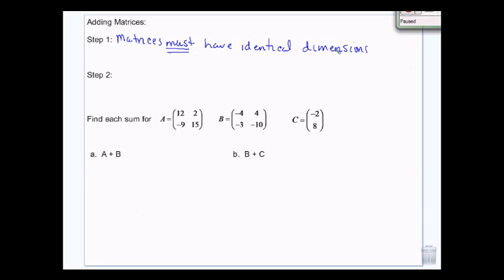Easy enough? The first step to adding matrices is they have to have identical dimensions. So a 2 by 3 can be added to a 2 by 3, but a 2 by 3 cannot be added to a 3 by 3. They have to be the exact same size. Okay, and then the second step is you add corresponding elements.